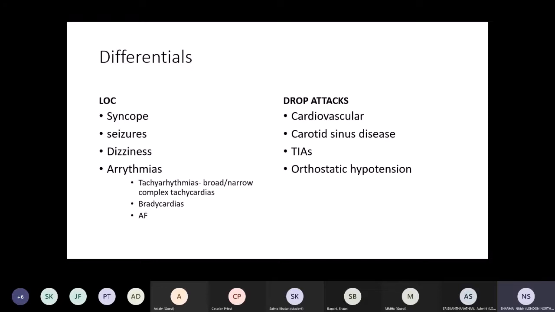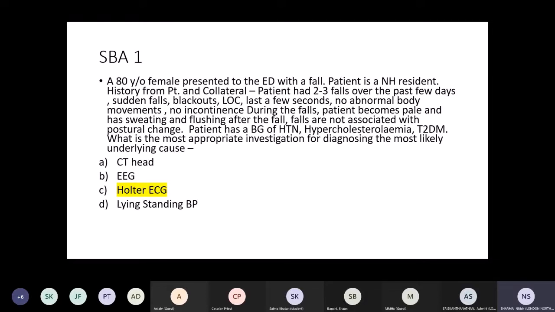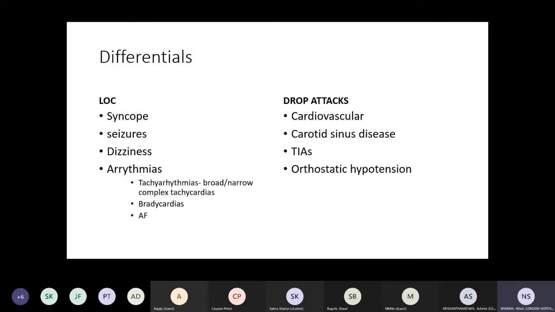With loss of consciousness, it could be just a syncope, it could be seizures, it could be dizziness. Arrhythmia is very important. With loss of consciousness, the patient might lose cardiac output for a few seconds, and this would cause loss of consciousness. As in this case, you see there's flushing and becoming pale, and then flushing again. This is basically because of losing output for a few seconds and then gaining back the output.